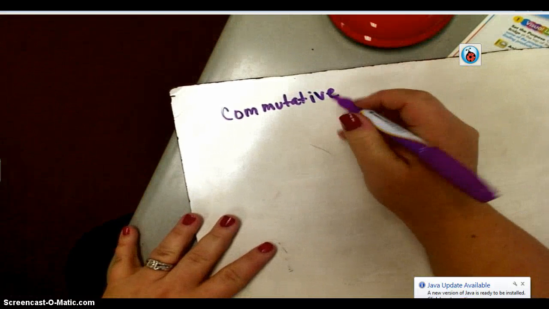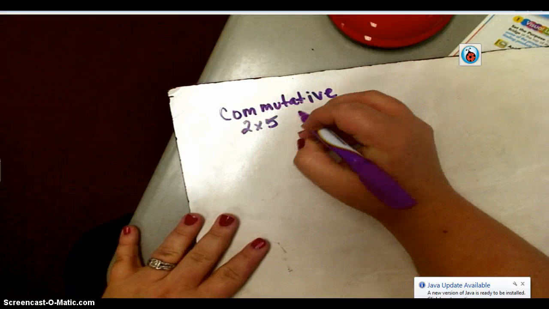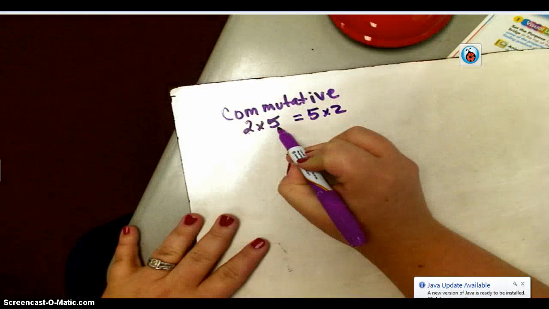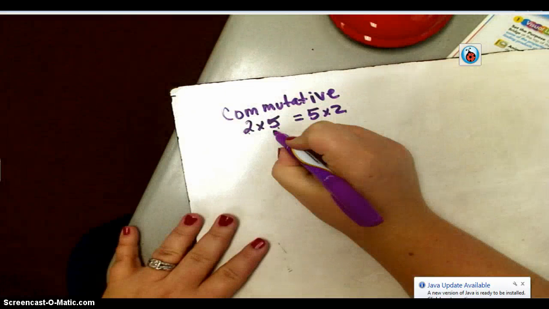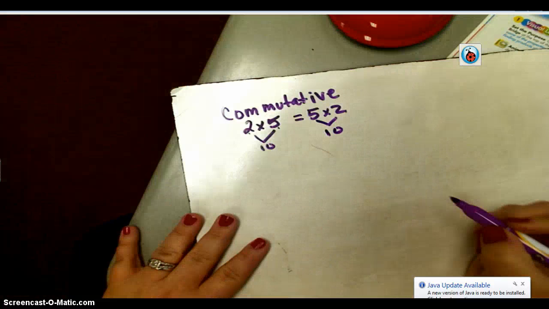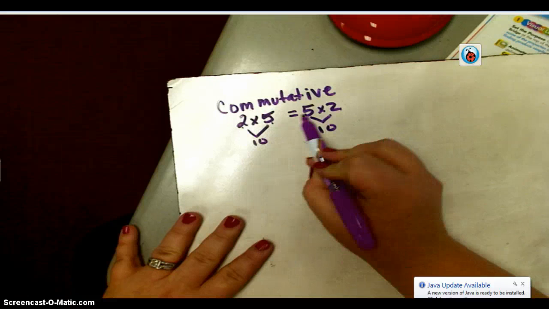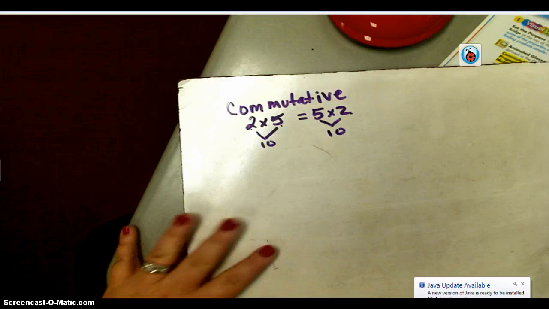And all that commutative property is saying is if I have 2 times 5, that means the same thing as 5 times 2. So I can change the order in which I list these numbers, but it does not change my answer. Either way, 2 times 5 is 10, or 5 times 2 is 10. So commutative property just means that I can change the order in which they're listed as long as I have that multiplication sign and it does not change my answer.